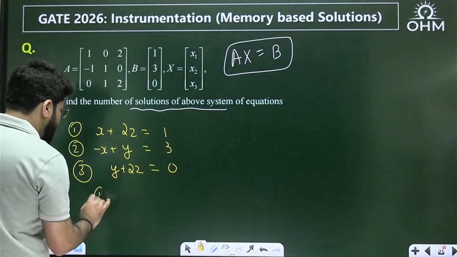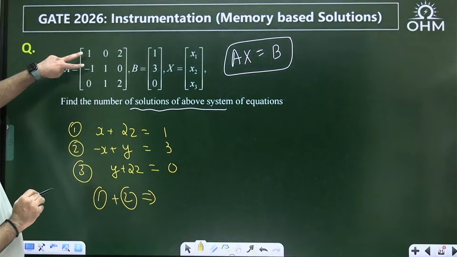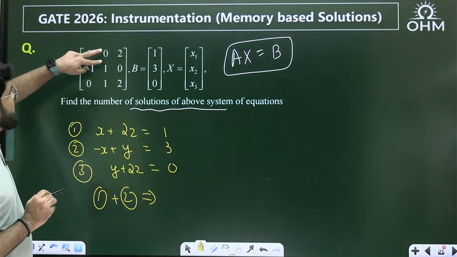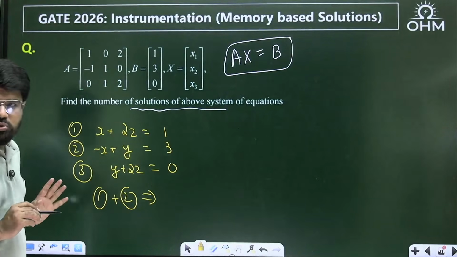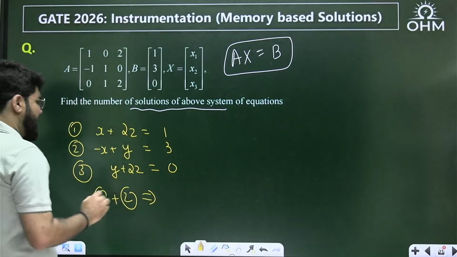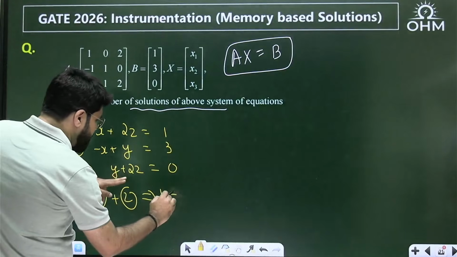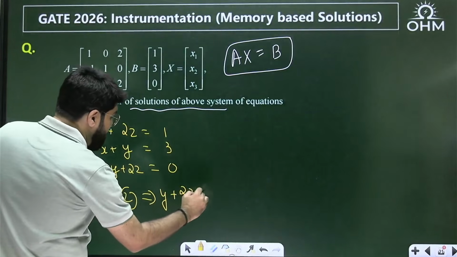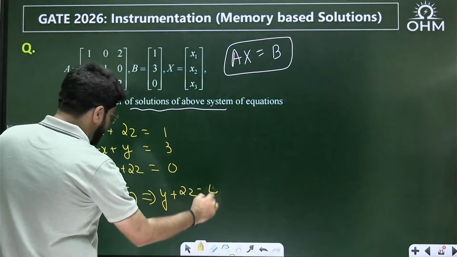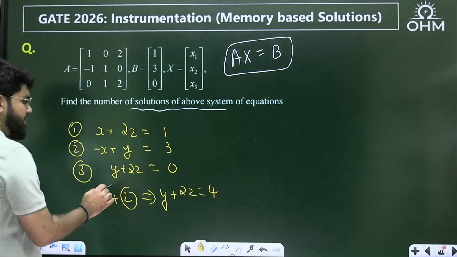If I am adding the first and second equation, see why that intuition comes to my mind: when I add these two, 0 plus 1 is 1, 2 plus 0 is 2. Because of that reason, I got that intuition, so I will add it. When I add them, x and x cancel. Only y will come, only 2z will come. But equal to how much? 1 plus 3, I have to add the right side also, no? Equal to 4.